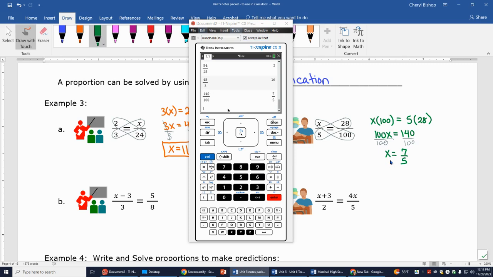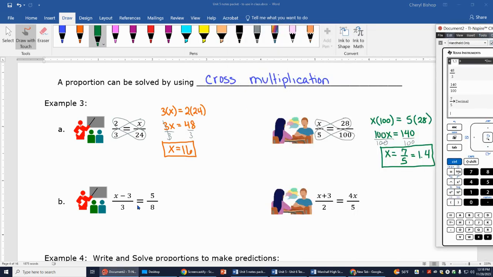You can leave it as 7/5, or if I hit menu 2-1, I get 1.4. Either way is perfectly acceptable as a decimal or a fraction. Generally, if the decimal is one that goes on forever, it's irrational, then we usually will leave it as a fraction. Okay? All right, let's look at the next one right here.